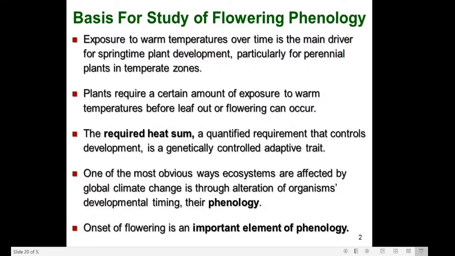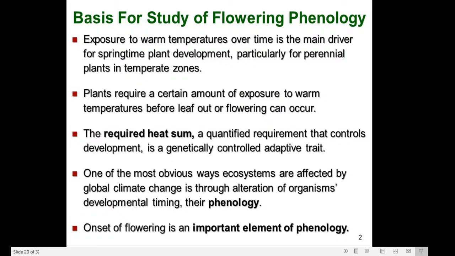And it requires heat. All plants need heat and light for their energy metabolism, then only can they produce energy. That quantified requirement controls the development, and it's genetically controlled. Every process in flowering phenology is genetically controlled.